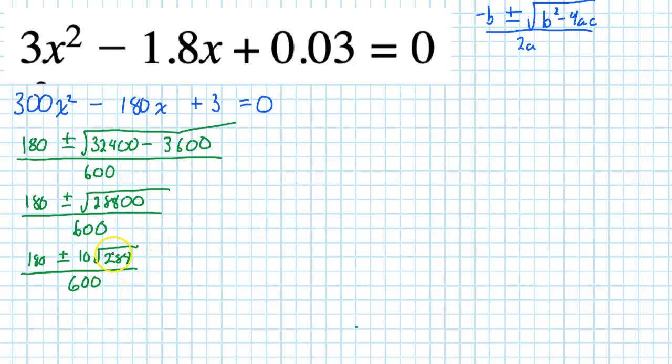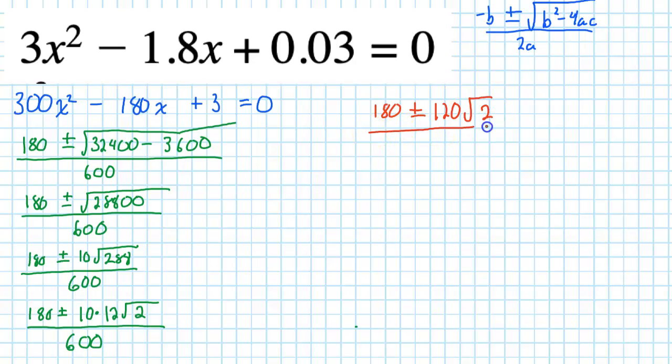Any perfect squares? 144 is another one. So square root of 144 is 12. Let's rewrite one more. 180 plus or minus 10 times the square root of 144 is 12. 144 times, so there's still root 2 left inside. Got 600 here. Okay. Let's switch to a different color. We're simplifying. So 180 plus or minus 120 root 2 all over 600.